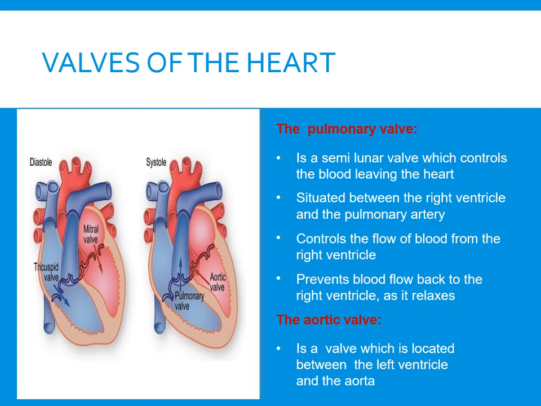Now the last valve is the aortic valve. It is a valve which is located between the left ventricle and the aorta. So you can see the position of these two valves clearly in the diagram. Hope this diagram will make the concept of valves more clear to all the students.